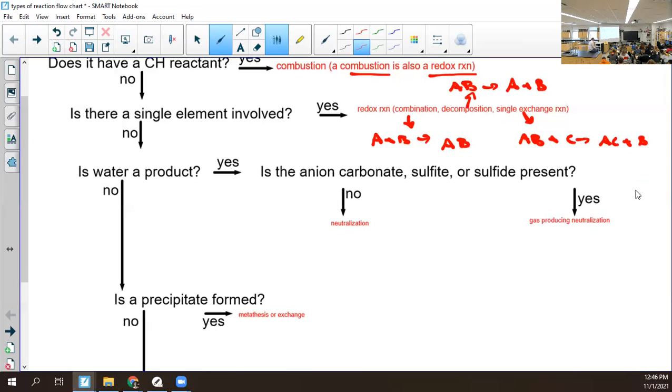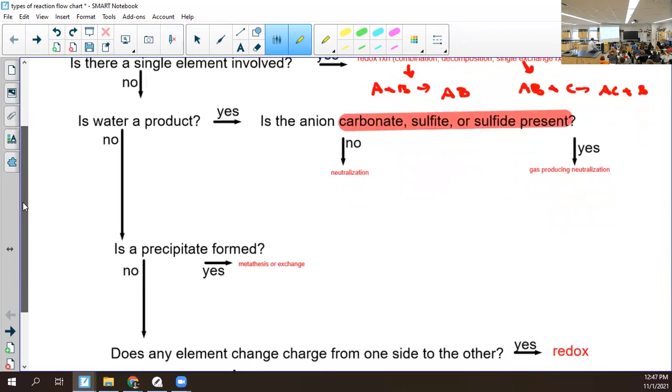The next question, is water one of the products? If the answer is yes, then you have to ask yourself, is the anion a carbonate, sulfite, or sulfide present? If it's no, it's just a straight neutralization reaction where you end up with the salt and H2O. If you see these things, you'll recall they are what? Red flags. Gas producing neutralization reactions. Okay. If you've asked all those questions and it's still no, you have a precipitate formed.